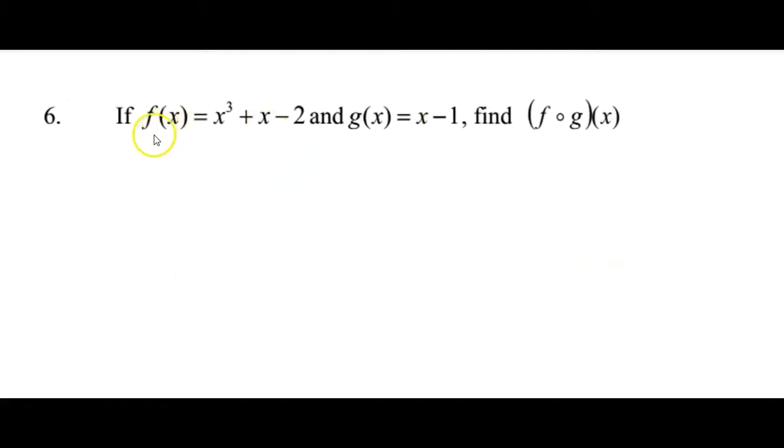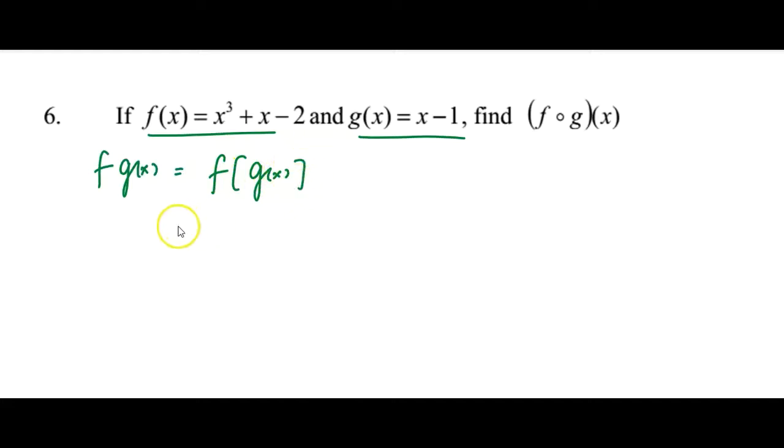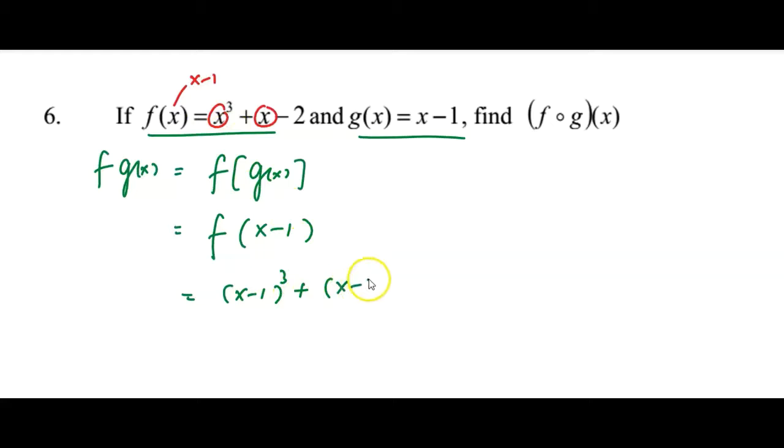So for the sixth example, you have f(x) and g(x) and you need to find f(g(x)). So for f(g(x)), again, I put it inside this bracket, and g(x) will be replaced by x minus 1. Now you need to find f of x minus 1. So f of x minus 1 means that this x will be replaced by x minus 1, the same as this x and this x. So in the end, you will have (x minus 1) cubed, plus x minus 1, minus 2.